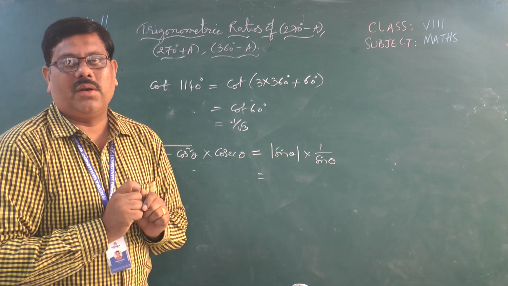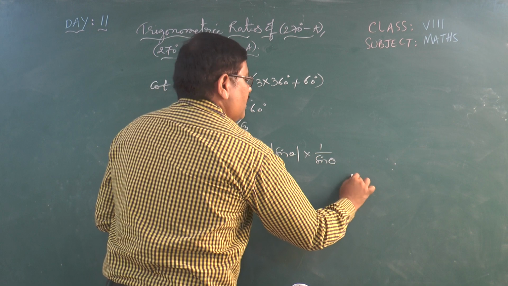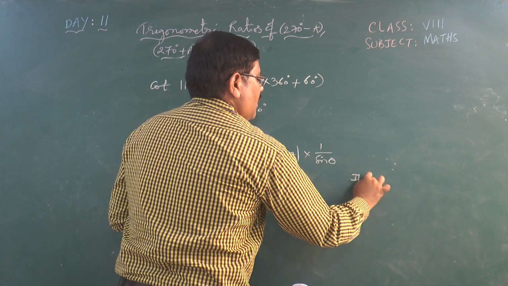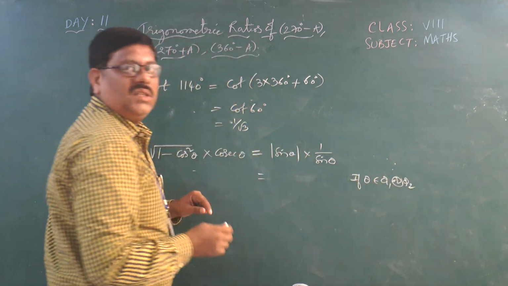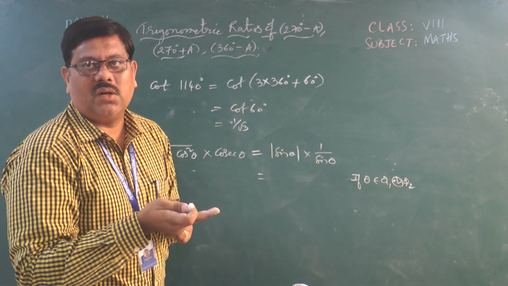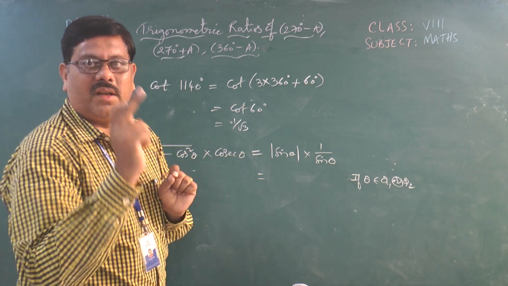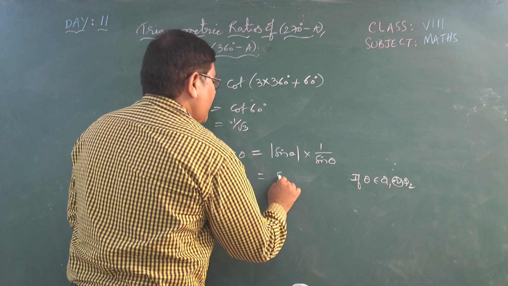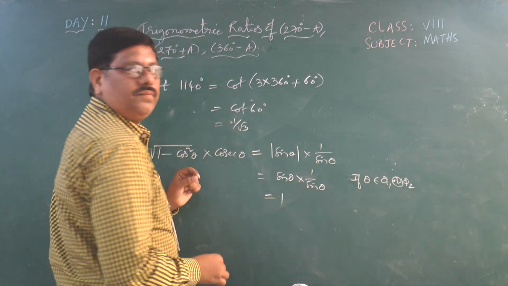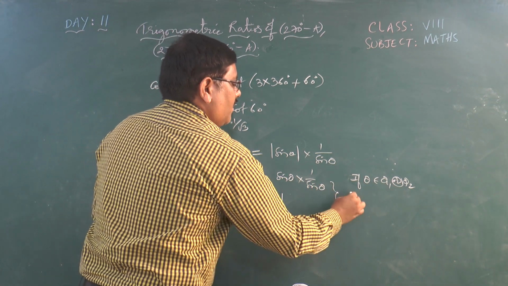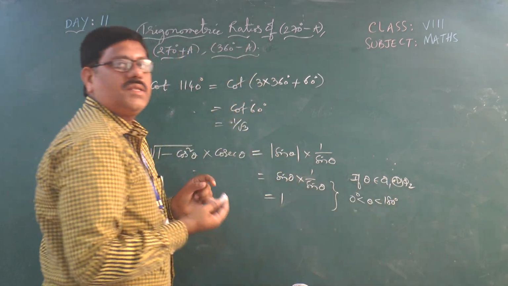That is the idea behind writing the absolute value, right? Now, if theta is in quadrant 1 or quadrant 2, which means theta lies between 0 and 180 degrees, we can simply write it as sin theta into 1 by sin theta, that is going to be 1. Okay, this is for theta in 0 degrees and 180 degrees.